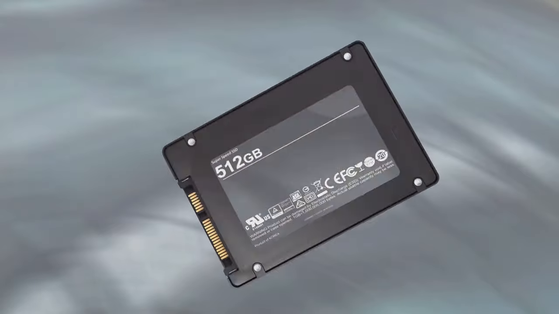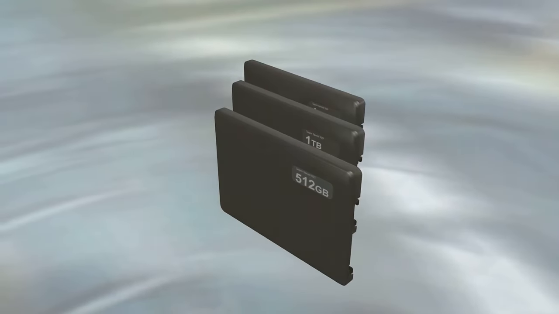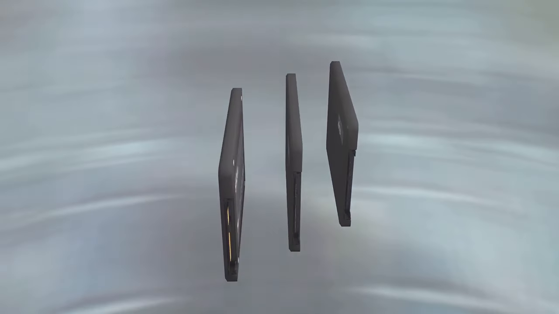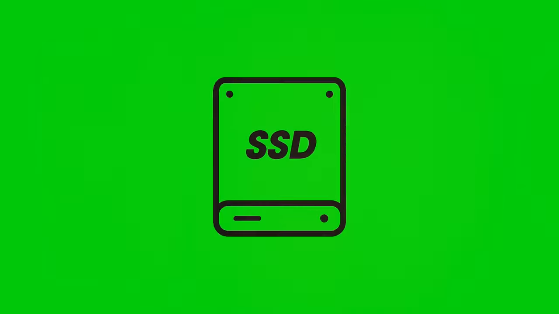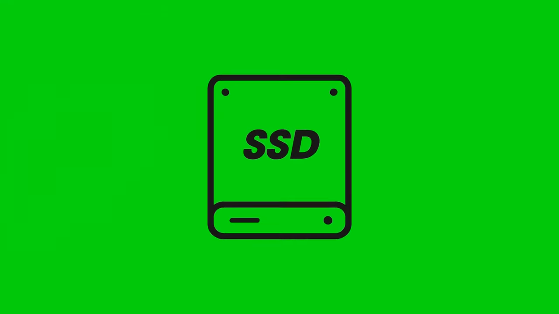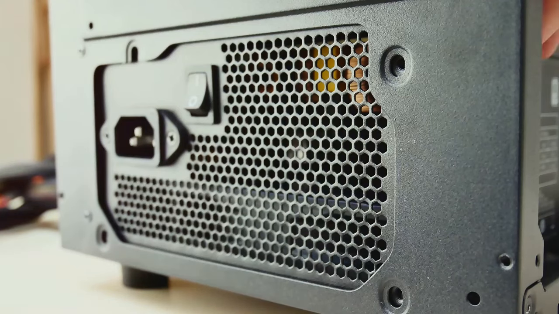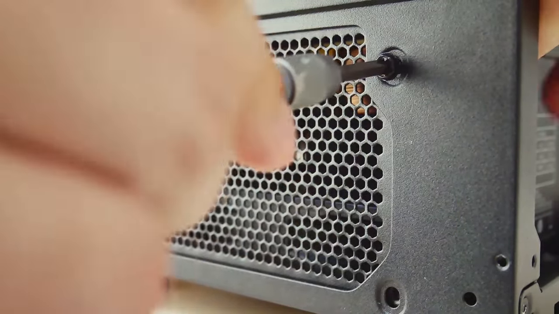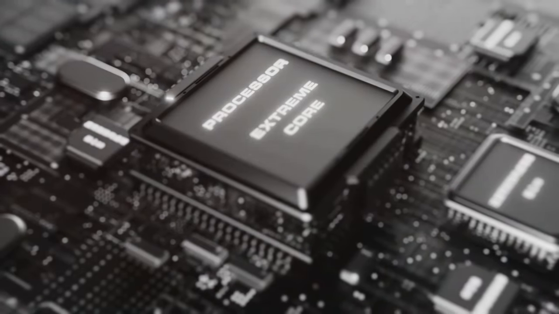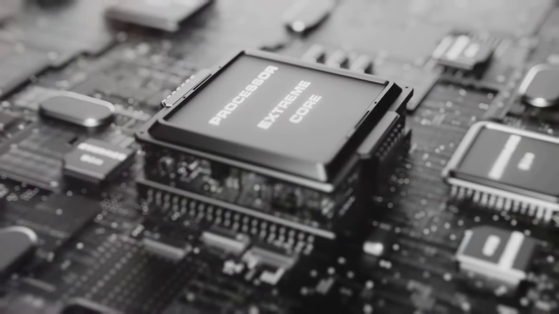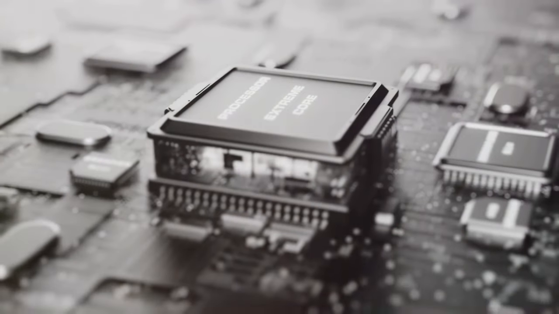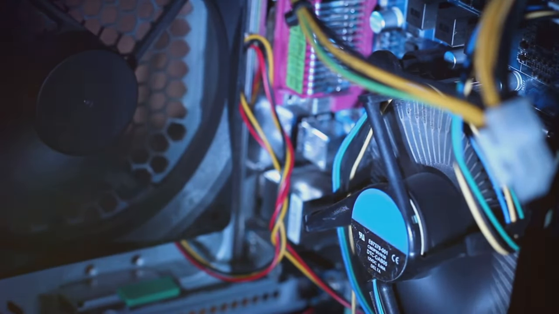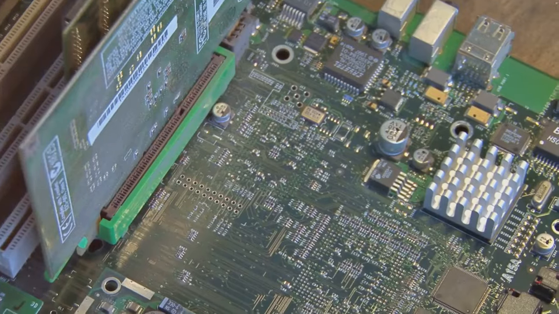If your computer still uses a traditional hard drive, switching to an SSD can significantly speed up boot times and file transfers. Unlike hard drives, SSDs have no moving parts, making them faster, quieter, and more durable. But how do you choose compatible upgrades? Your computer's manufacturer website is a good starting point. They usually provide detailed specifications and compatible upgrade options for each model. You can also use online tools like Crucial's System Scanner to automatically find compatible upgrades.